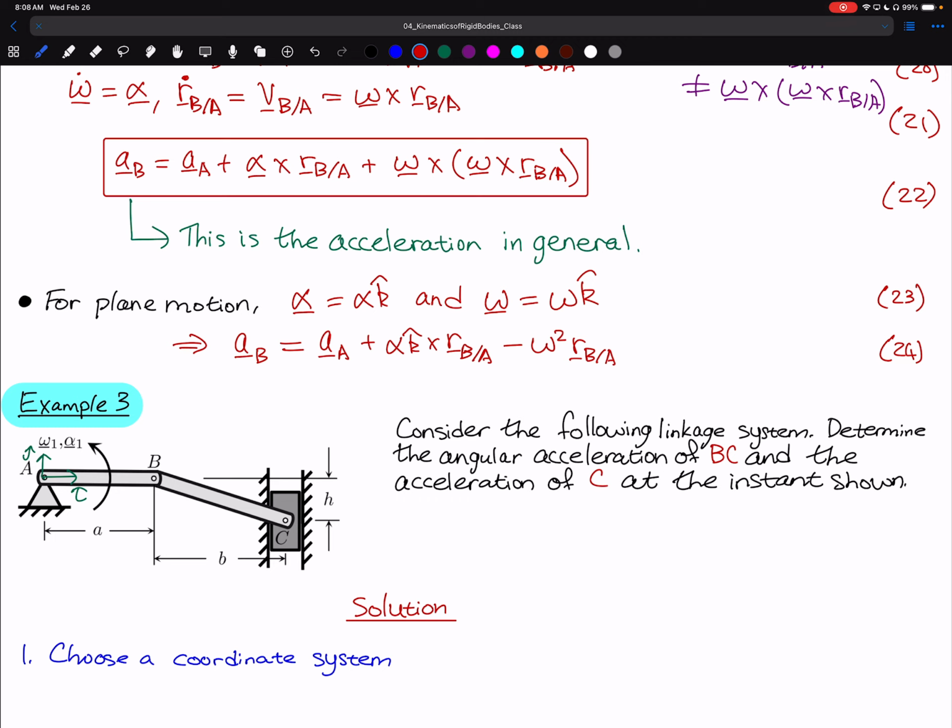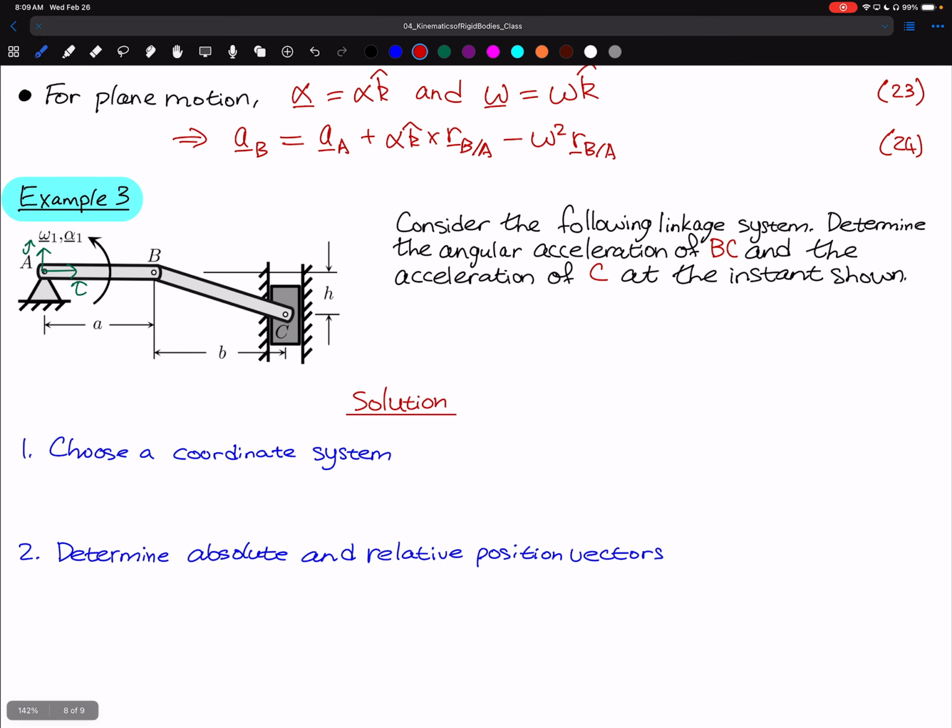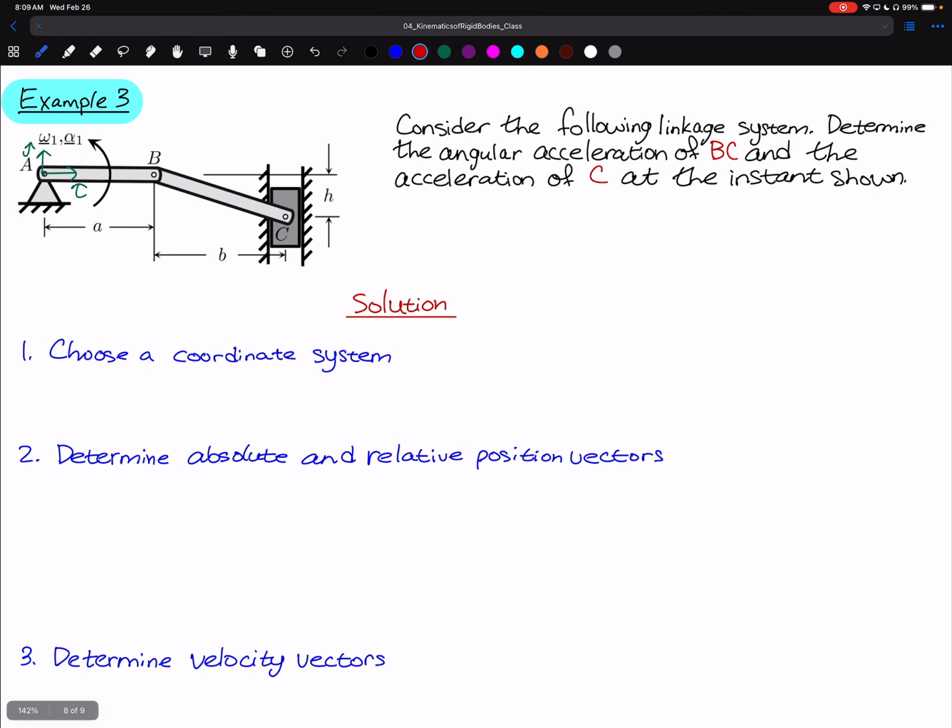All right, any questions before we go on to an example? All right, in that case, we're going to go on to example 3 here.